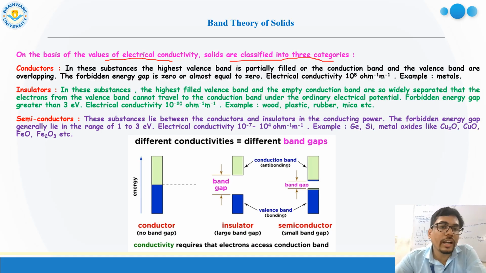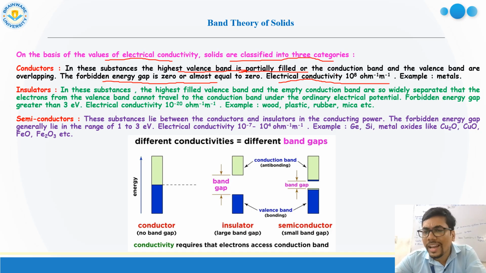First one is the conductors. Conductor means the valence band is partially filled, or the conduction band and valence band are overlapping. So the first one is for alkali metals and the second one for alkaline earth metals. So in this case, I have already told you the forbidden energy gap is almost zero or zero. Okay, that's why they are very good conductors of electricity. Their electrical conductivity value is 10 to the power 8 ohm inverse meter inverse. So those substances are called conductors.